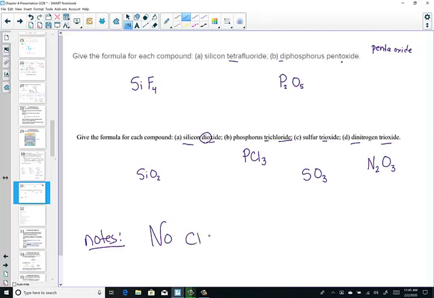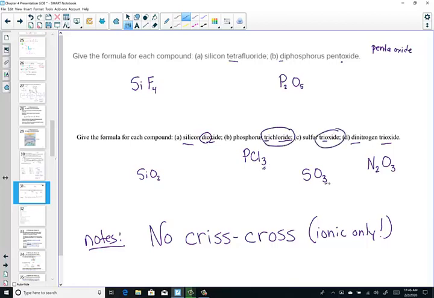No crisscross in molecular compounds. We did that with charges, so that's ionic only. That means the prefix you hear attaches directly to the name of the element. Trichloride, oh, 3 Cls. Trioxide, 3 oxygens. No such thing as crisscrossing.